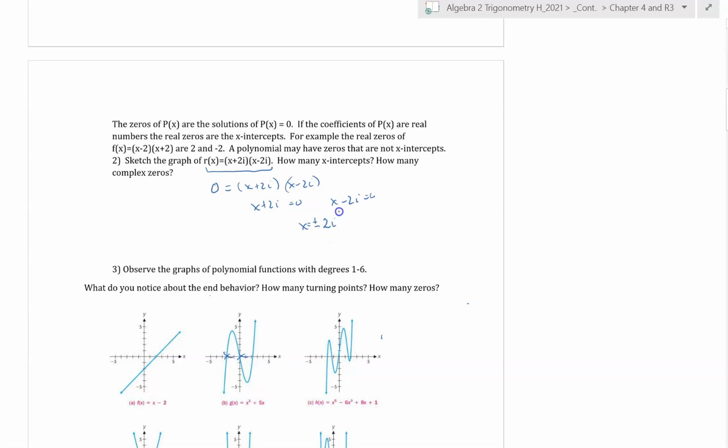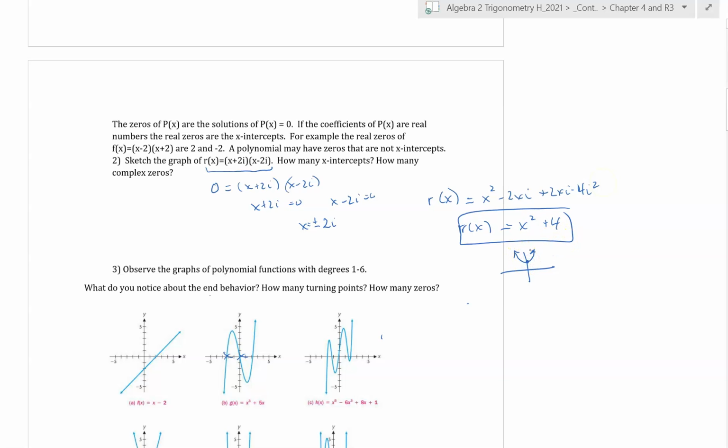So what would the graph look like? Go ahead and pause the video and think about how you would graph that. If you expand, we know that we have x squared minus 2xi plus 2xi minus 4i squared, and i squared is negative 1, so we have x squared plus 4.